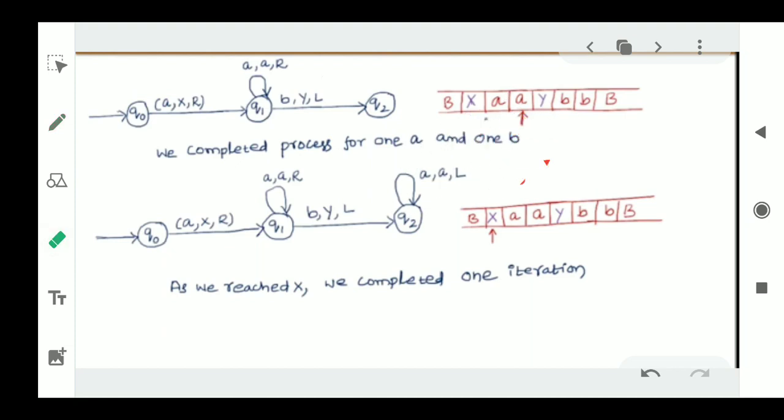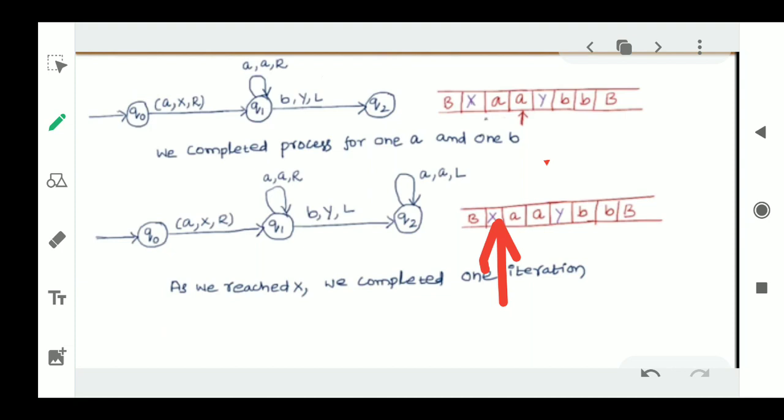See here, this diagram is giving you the clear explanation. Small a we replace with capital X, moving in the right direction. Small a we replace with small a only, moving in the right direction. And whenever we find small b, we replace it with capital Y, moving in the left direction. And after that, whatever number of A's you get, you simply move in the left direction until you come to the capital X.